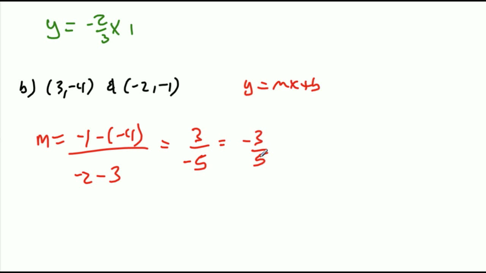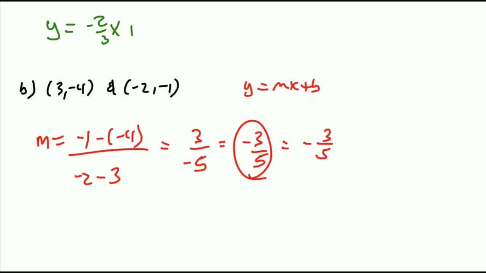Does it matter? No. 3 over negative 5 or negative 3 over 5, or for that matter, negative 3 over 5, where you put it in the middle, it doesn't matter. So whether you put the negative sign on top, in the middle, or on the bottom, it's the same problem here. So I just like it where the negative is either on top or in the middle, not necessarily in the denominator. So this is going to be my m, all right?